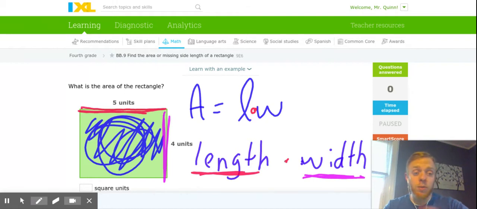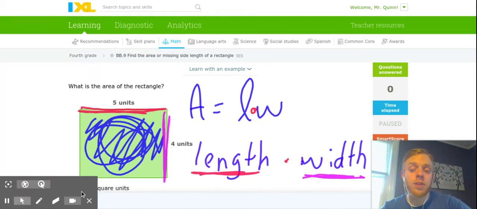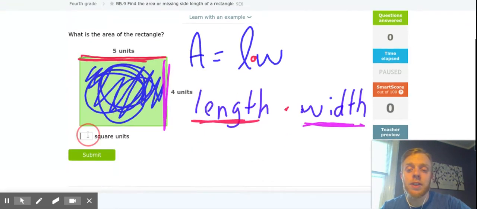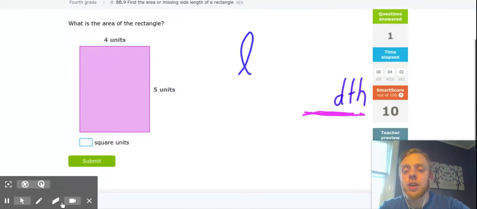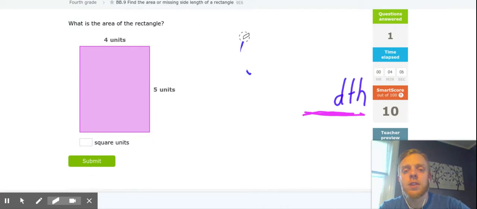And then we're just going to be doing some simple multiplication. 5 times 4, which is, hopefully you said 20. I'm really confident that you would be able to say 20. So we're going to hit submit, and we were able to get that question correct. So I'm going to go ahead and do a little bit of erasing here. Get rid of what I have.